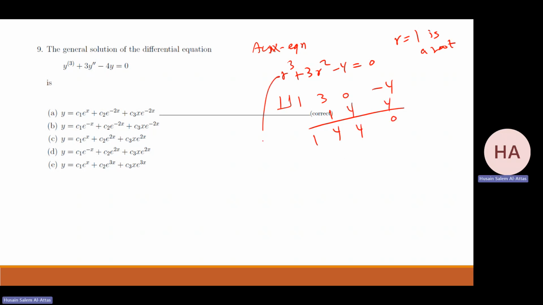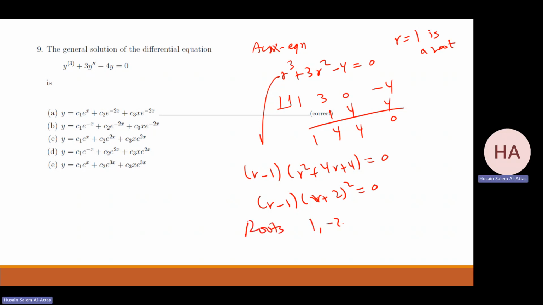So this is what? r minus 1 times r squared plus 4r plus 4 equals 0. So I have r minus 1, and this is r plus 2 all squared. So what are the roots? 1, minus 2, minus 2. And the general solution: c1 e to the power x plus c2 e to the minus 2x plus c3 x e to the minus 2x, which is this one.